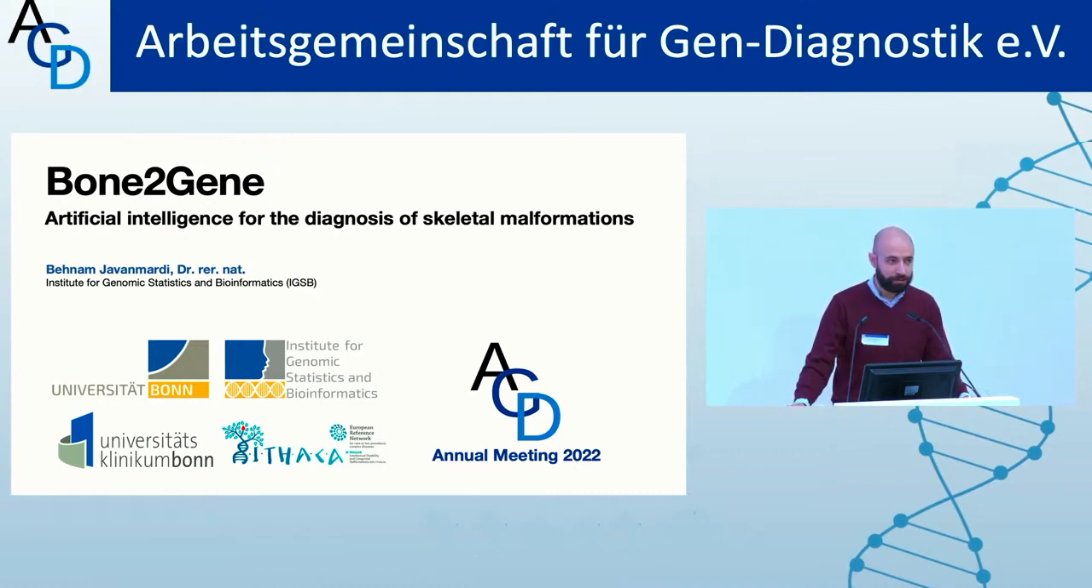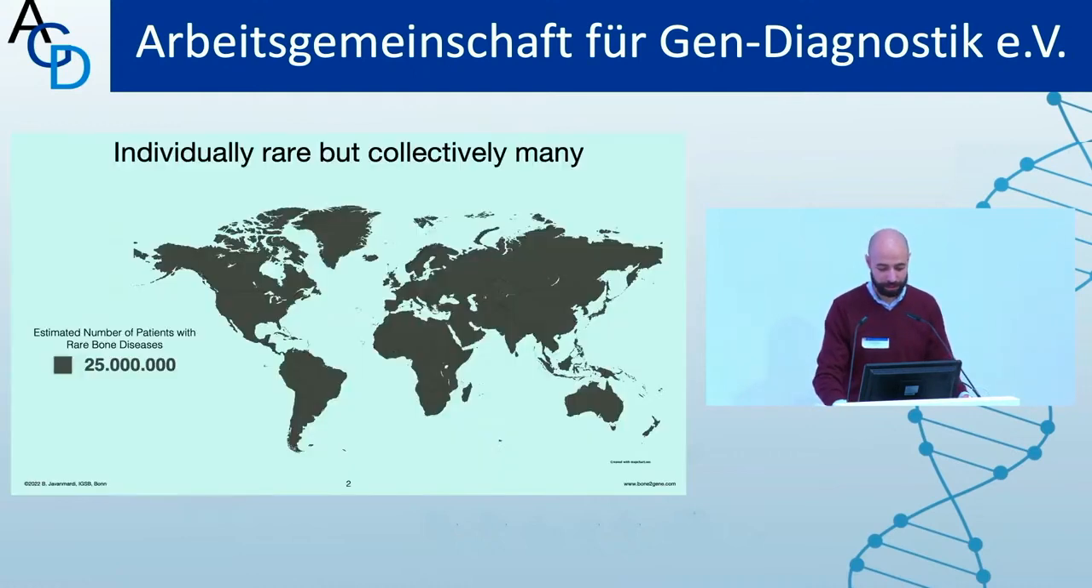I'm sure that for most of you an introduction is not necessary, but for the sake of completeness, I start with a few motivating slides, with a disclosure that my background is physics, so I may not use the most proper terms when it comes to medical words. Although individually rare, collectively rare diseases affect a large number of people in the world. The estimated number of patients with only rare bone diseases is around 25 million in the world and around 2 million in the EU countries.